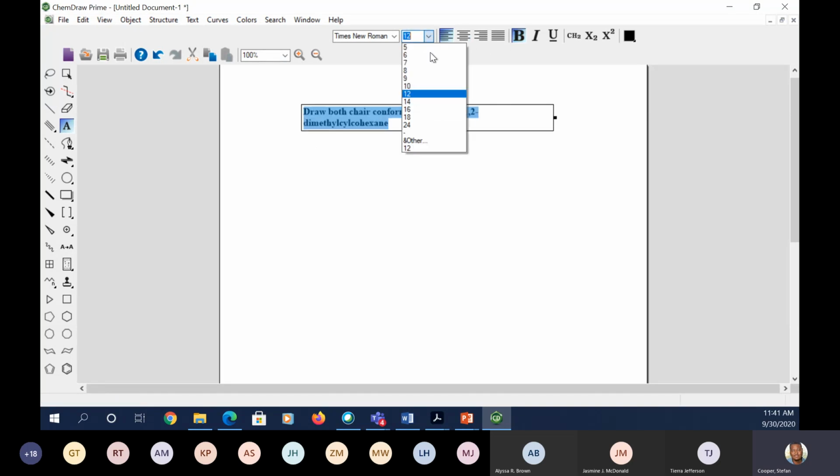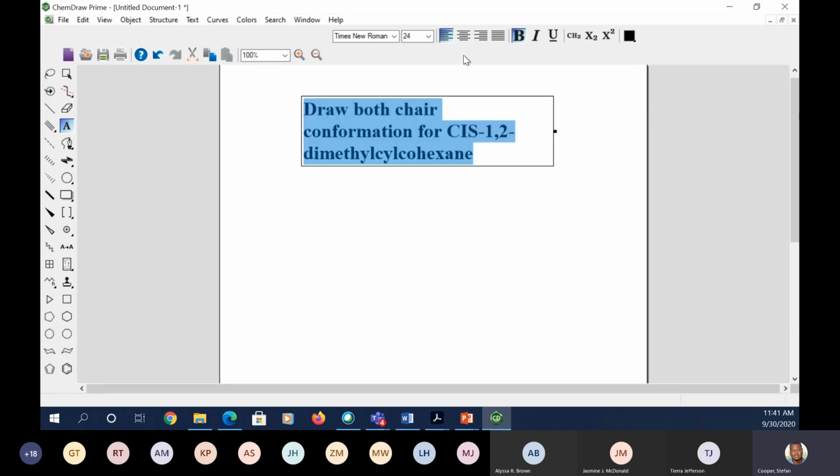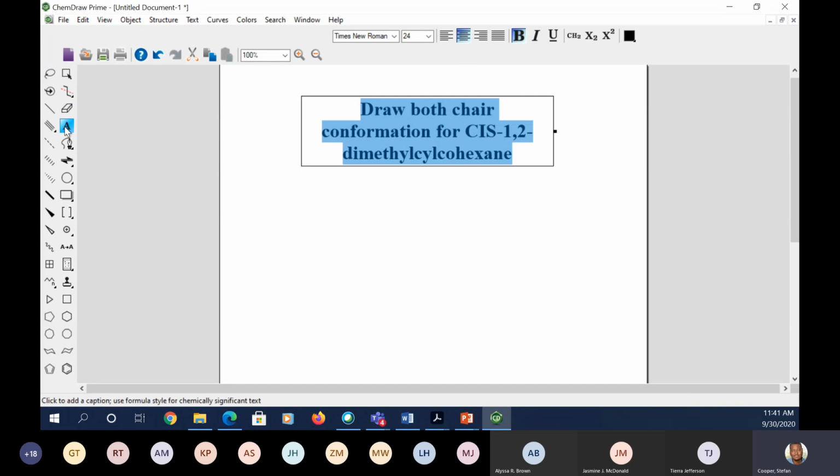All right, let's draw both chair conformations for cis-1,2-dimethylcyclohexane. So I want to first start off with a 2D representation of that.